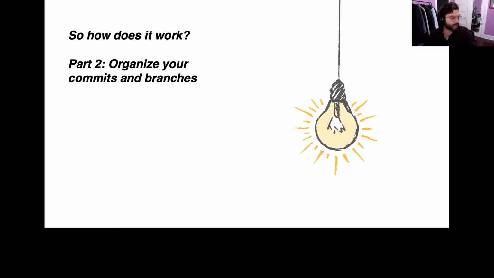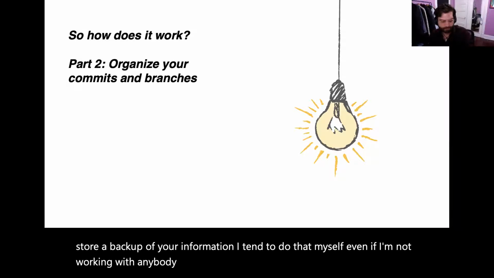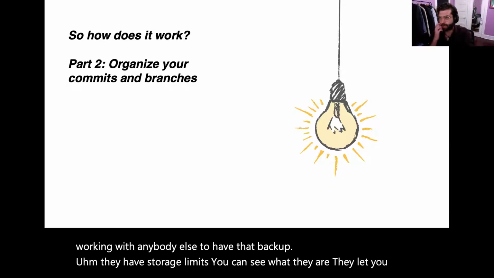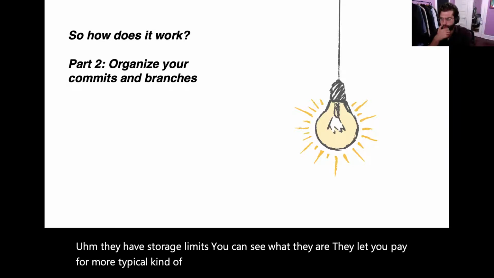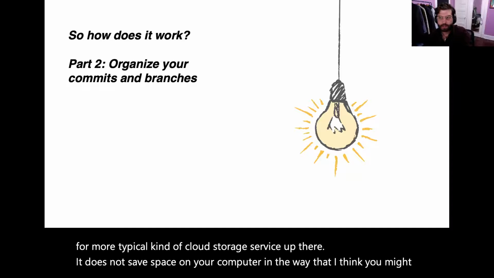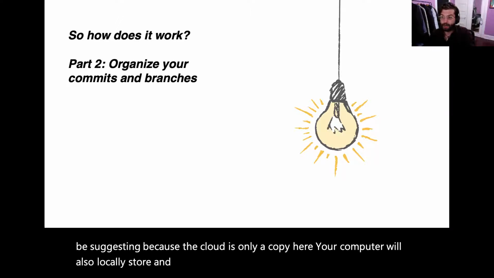So yes, if you're using GitHub, you're using the cloud to store a backup of your information. I tend to do that myself, even if I'm not working with anybody else, to have that backup. They have storage limits. You can see what they are. They let you pay for more, typical cloud storage service stuff. It does not save space on your computer in the way that I think you might be suggesting, because the cloud is only a copy here. Your computer will also locally store the entire copy. So you're not offloading information to the GitHub service.